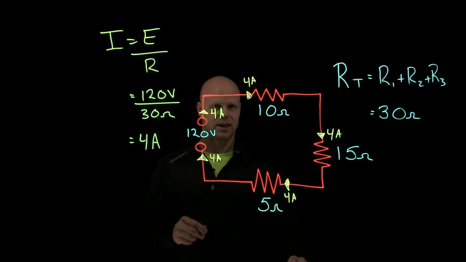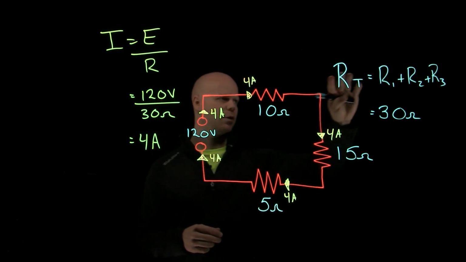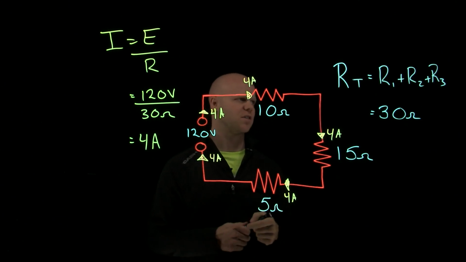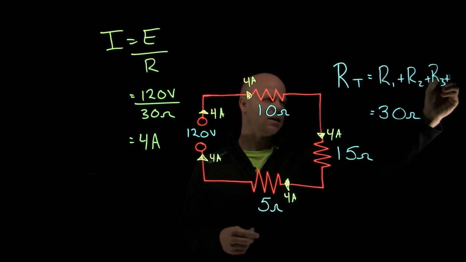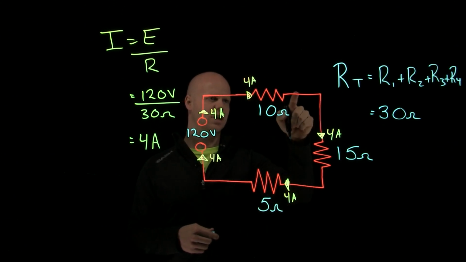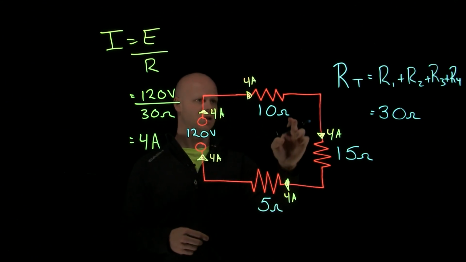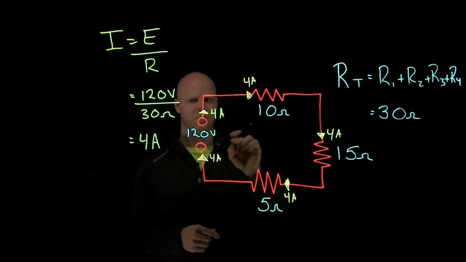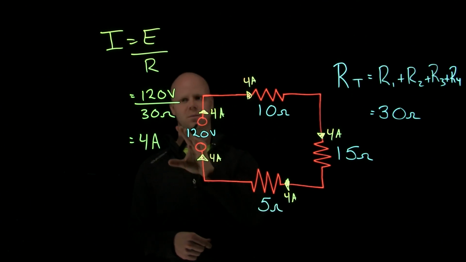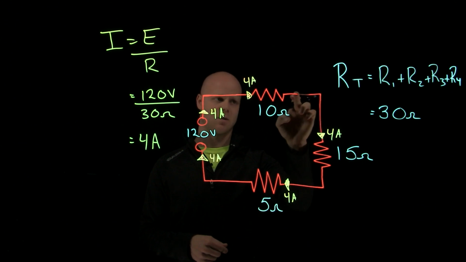Now, let's see what happens if I added a resistor. We can go all the way back to my resistive properties here. We added a 4th component into my circuit. What is that going to do to my circuit? It's going to change everything. It's no longer going to be 4 amps because my total opposition is going to change. So it doesn't matter where I place this.